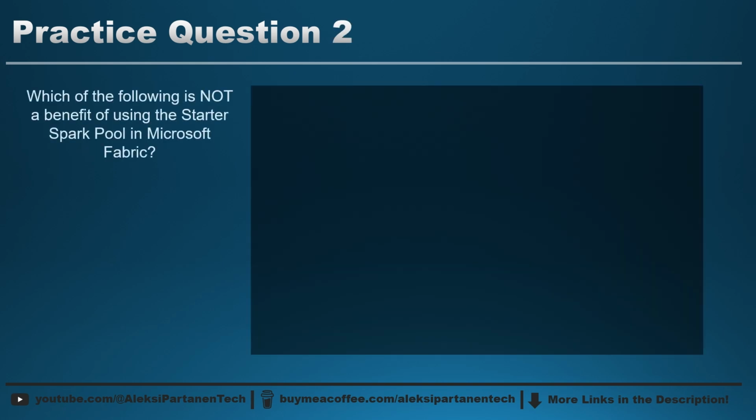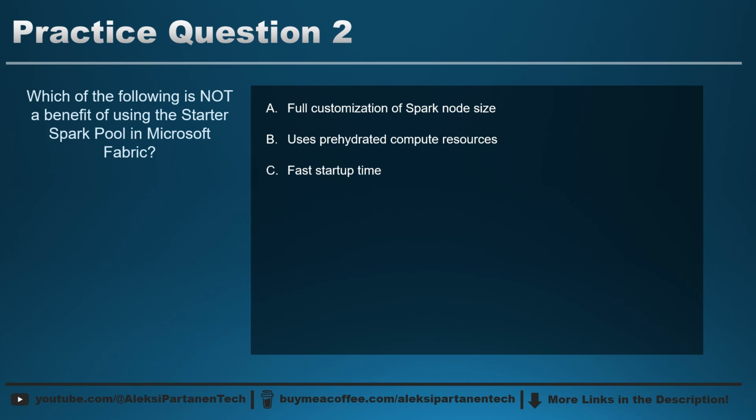Which of the following is not a benefit of using the starter pool in Microsoft Fabric? A. Full customization of Spark node size. B. Uses pre-hydrated compute resources. C. Fast startup time. D. Automatically scales based on workload. Now think about the answer for a moment and pause the video. I will reveal the answer in 3, 2, 1.